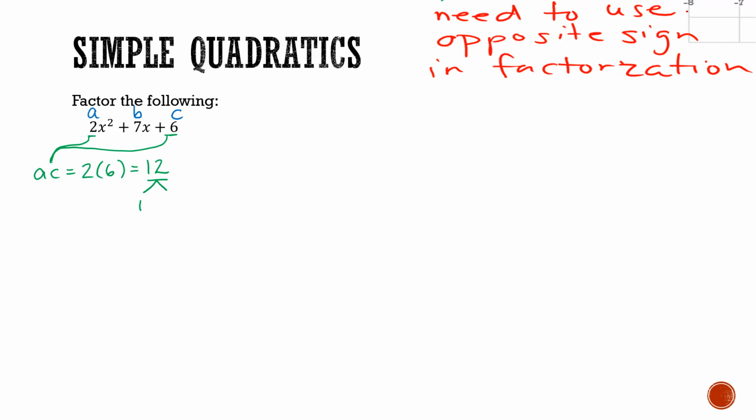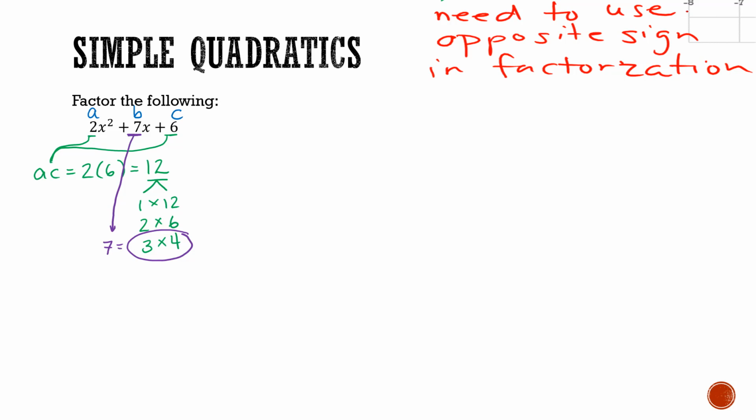I've got 1 times 12, 2 times 6, 3 times 4, and of course the negatives of these values as well, should we need. Next, we're going to look at this 7 here, this coefficient for x, and see which of these factors add up to get to 7. I can see here that 3 and 4 total up to the 7 here that I'm looking for. So I've got 7 is equal to 3 plus 4.